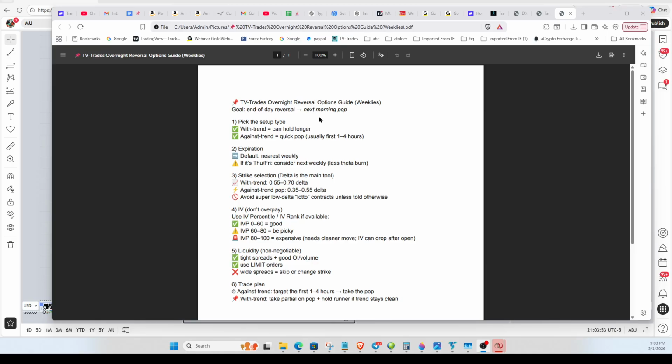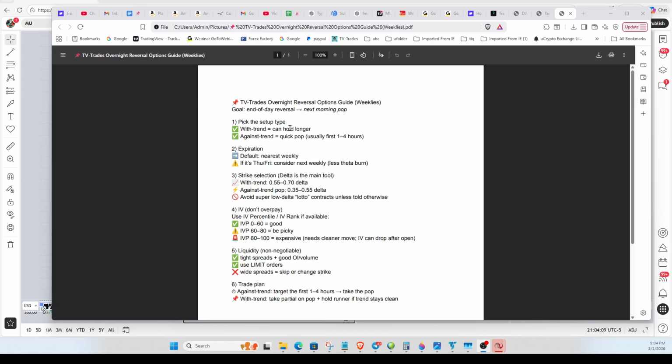Sometimes it'll gap the wrong way at the open, and then it'll have to come back. You'll have to wait about 3 or 4 hours for it to come back and give you the profit that you're looking for. But a lot of times it's going to gap the right way, and you'll be able to take a bunch of profit right away. That's the number one thing, right?